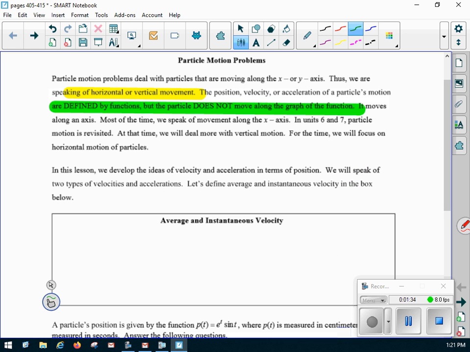It moves along an axis. Most of the time we speak of movement along the x-axis. In Unit 6 and 7, particle motion will be revisited, and at that time we'll deal more with vertical motion. For this time, we're going to focus on horizontal motion of particles.